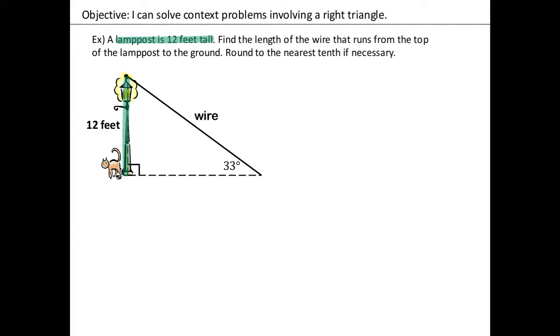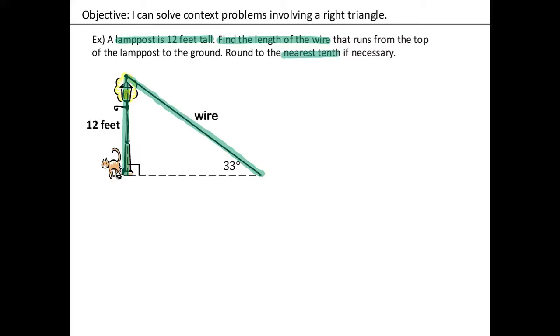And then it says find. Find is the key word right there. That's what I'm looking for. So find the length of the wire that runs from the top of the lamppost to the ground. So my wire is actually this side right here. From the top of the lamppost to the ground, that's the length of my wire. That's what I'm being asked to solve for. And then the directions say here to round to the nearest tenth if necessary.